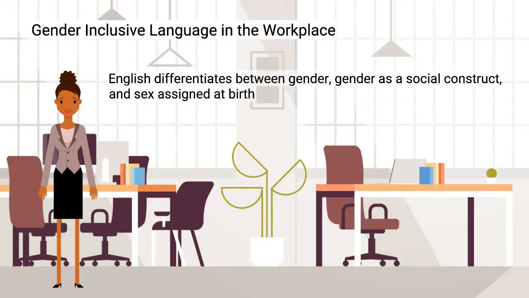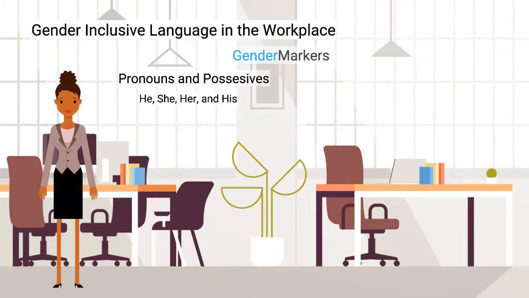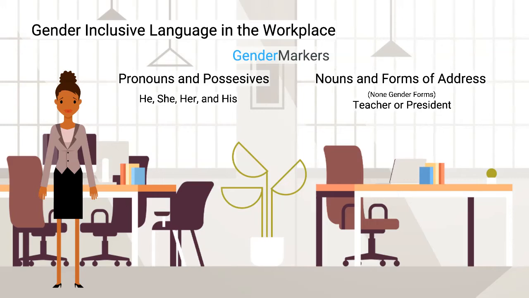In English, there is a difference between grammatical gender, gender as a social construct, and sex assigned at birth as a biological characteristic of living beings. The English language has very few gender markers, such as pronouns and possessives like he, she, her and his, along with nouns and forms of address. Most English nouns do not have grammatical gender forms, like teacher or president. Whereas, a few nouns are specifically masculine or feminine like actor or actress, and waiter or waitress.